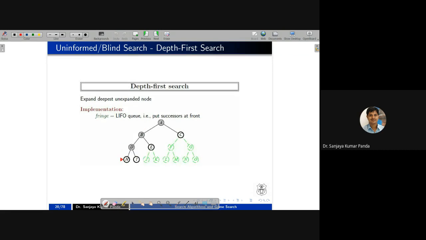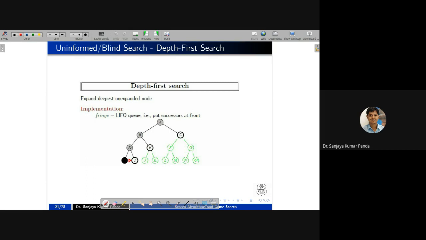We have expanded D. We got H and I. Then we check whether H is our goal node or not. Let's say H is not our goal node. Then we'll go for I. H is not my goal node, that's why I'm searching I.